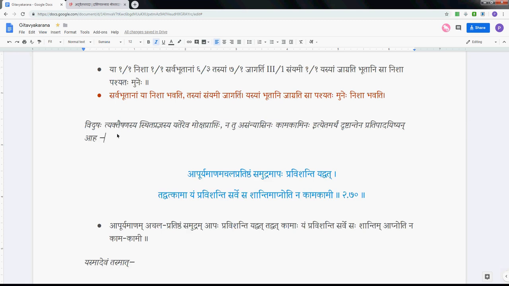Tyakta Eshana means desires. Desires are given up by whom? That person is Tyakteshana. That Vidwan is Tyakteshana. Vidwan who has control over his sense organs and he has given up all the desires. He does not want anything. And what are the desires? Plural here. Putreshana, Vitteshana, Lokeshana. This comes in Brihadaranyaka Upanishad when Yajnavalkya says that I am taking sannyasa.